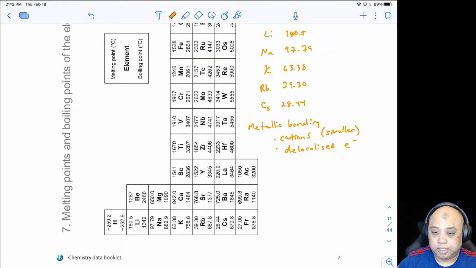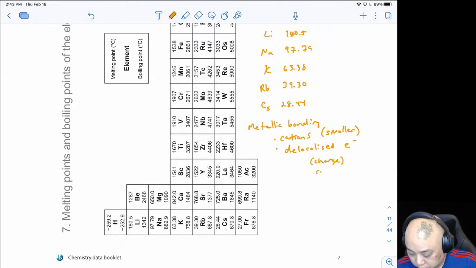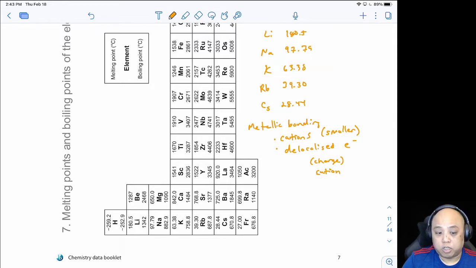You'll also see that the metallic bonding increases as you go across because the charge of the cation also strengthens it. So the higher the cation charge, the stronger the attractive force is. Notice that beryllium versus lithium. Beryllium's a 2+, lithium's a 1+, and there's a significant difference between the melting points in those two substances. So that's another thing to think about as well.